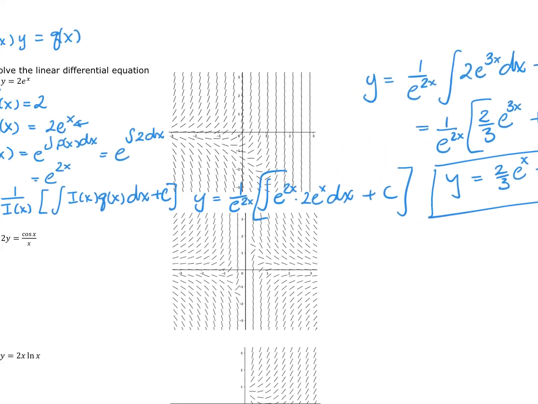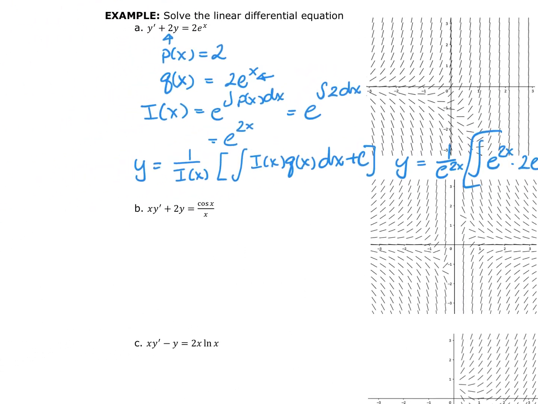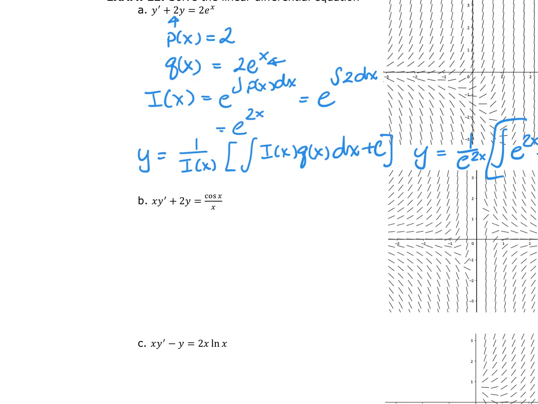So let's go ahead and take a look at another example here. The first thing is I've got to have it in the right form, and it's not. It should just be y prime by itself. So I'm going to divide each one of my terms by x. So that's my first step. So I have y prime plus 2x over y is equal to the cosine of x over x squared.